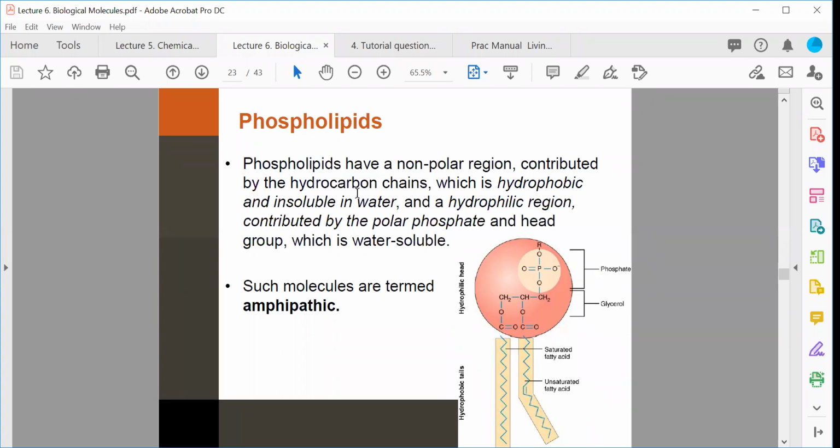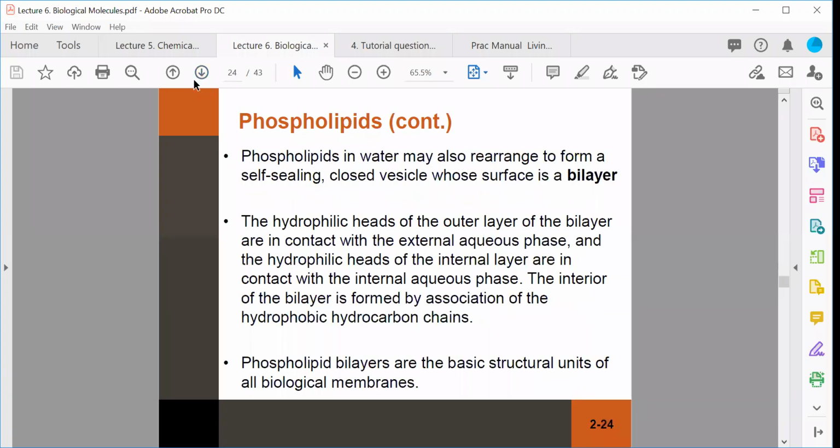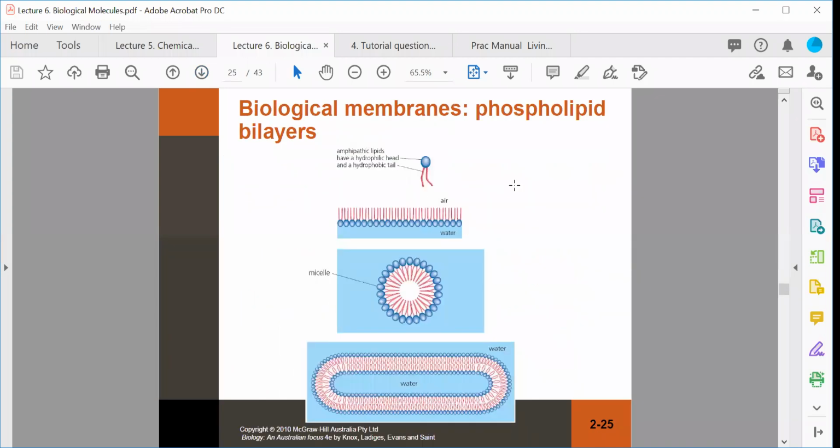All right, so those hydrophobic fatty acid chains are insoluble in water, that is, they're hydrophobic. And the phospholipid also has a hydrophilic region, and that is the water-soluble region, the hydrophilic head of the phospholipid. All right, so I'm going to skip this slide, but I'll come back to it in just a second. Let's look at this very common representation of a phospholipid with the hydrophilic head and the two hydrophobic tails.